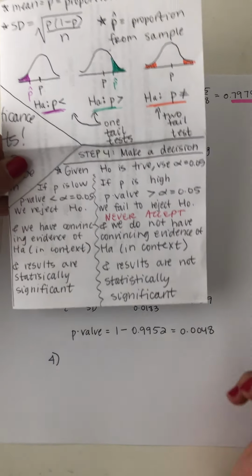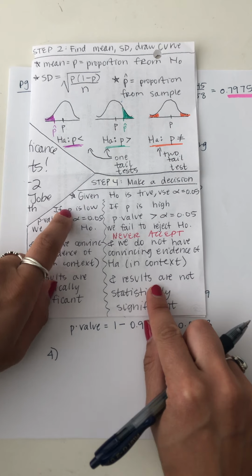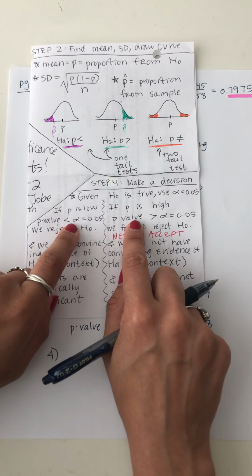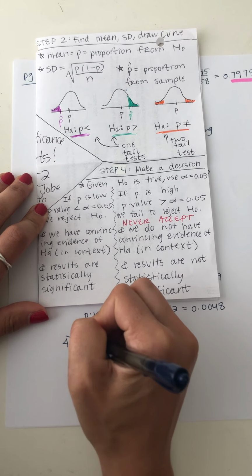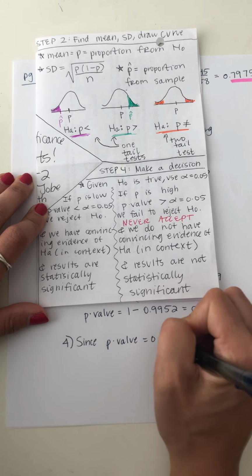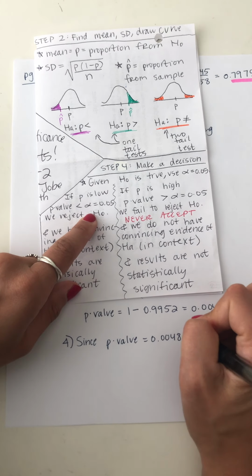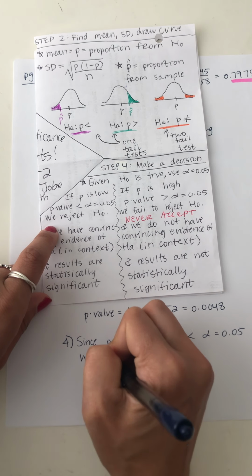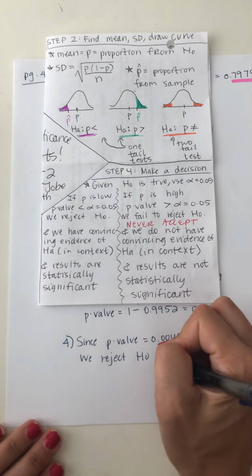Make a conclusion. My p-value is pretty small. It's 0.0048. So that's what comes next. We're going to compare our p-value with our alpha. Is it less than 5% or is it greater than 5%? Since my p-value equals 0.0048, that's definitely less than alpha, right? Definitely less than alpha. We reject the HO. And we have convincing evidence of the HA.